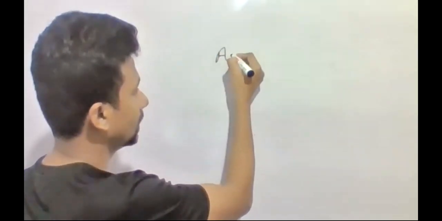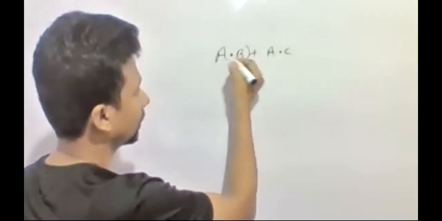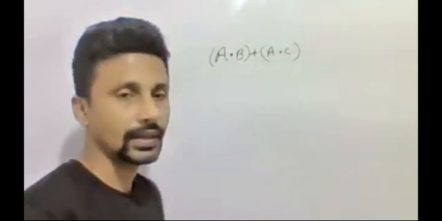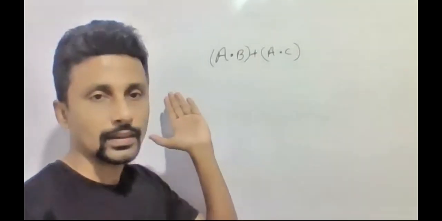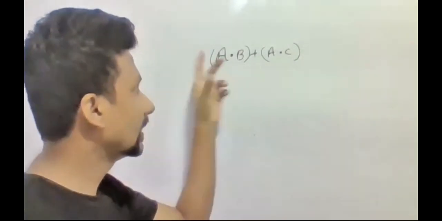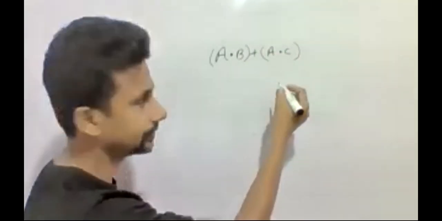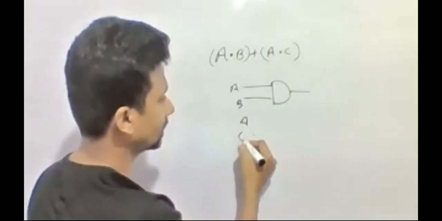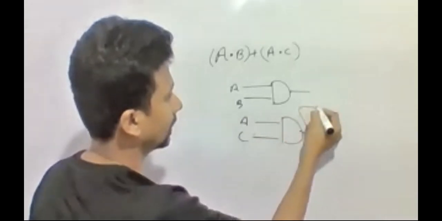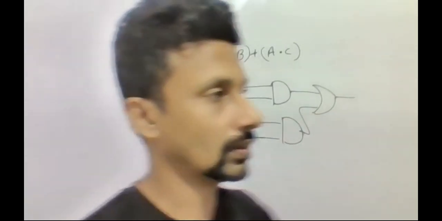So I'll take one example. A dot B plus A dot C. Now I am getting something like this, right? And asking, draw this. Now you can draw the logic circuit by using two AND gates and one OR gate. It's like this. If I draw the normal one, AB I can take into an AND gate, A and C I can take another AND gate, then both I'm using an OR gate. This is how you can draw in a normal way, right?